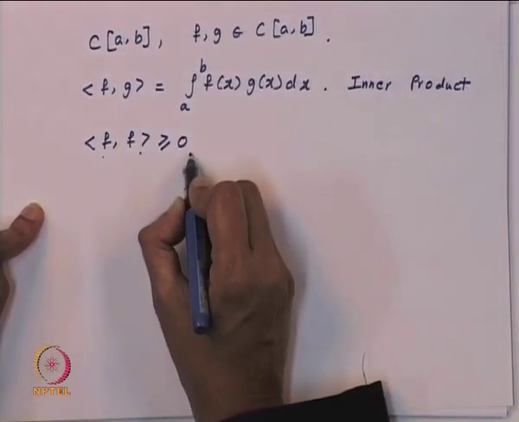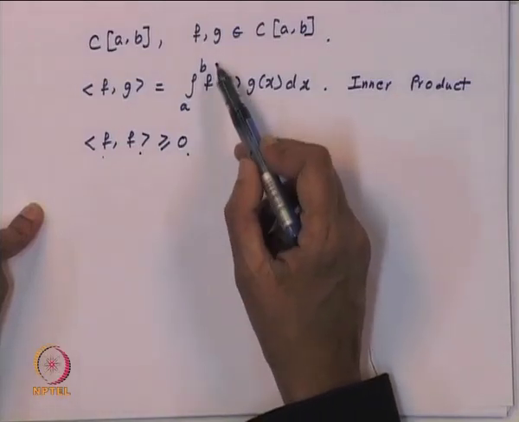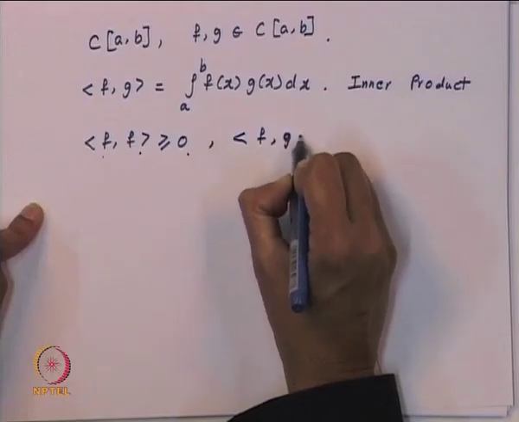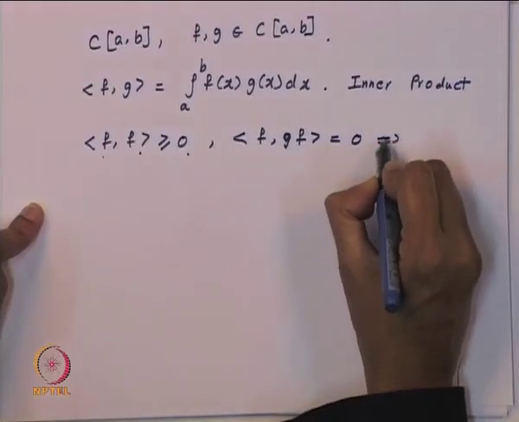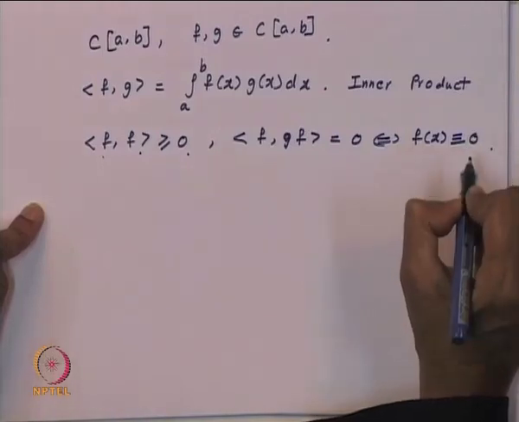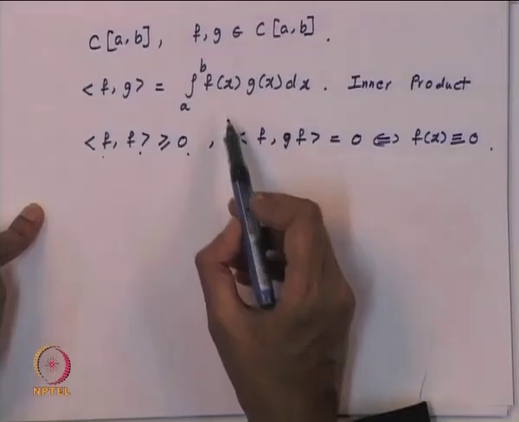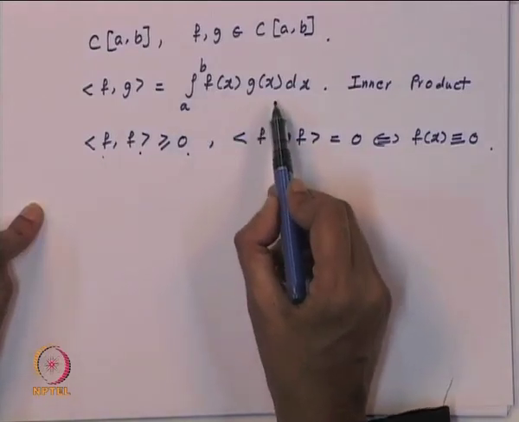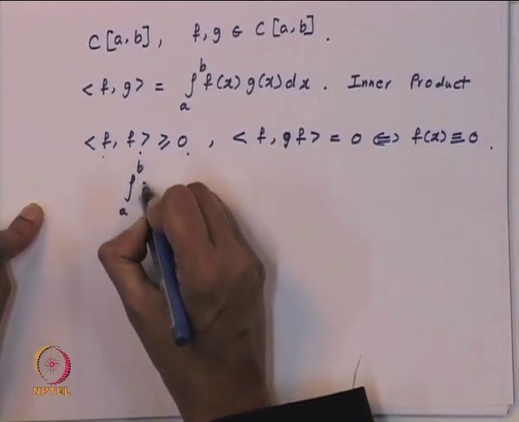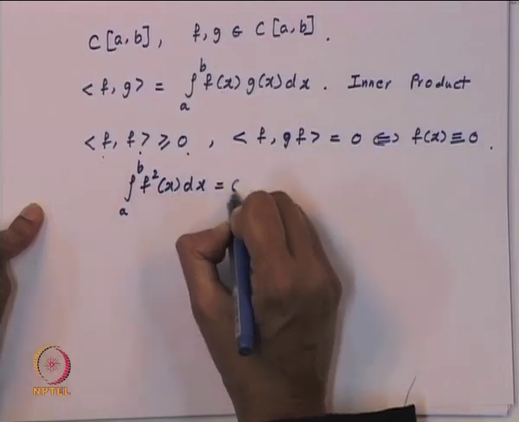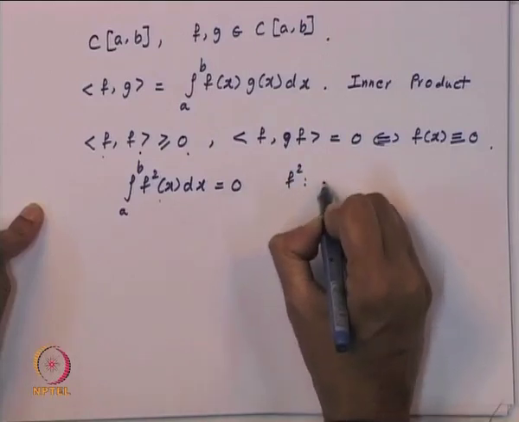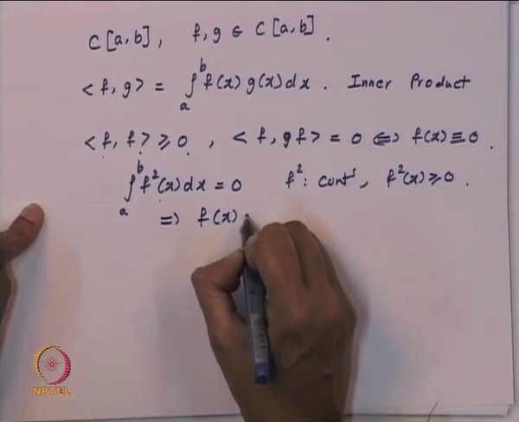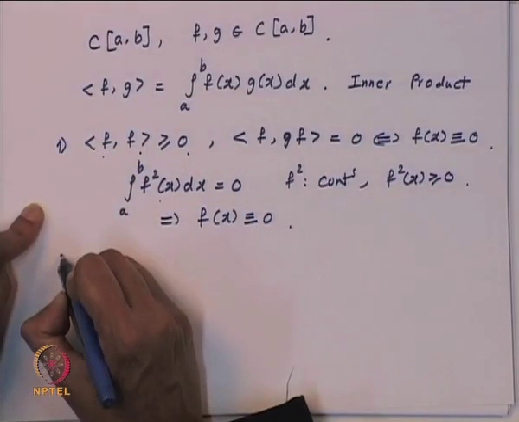The inner product of f with itself is going to be bigger than or equal to 0, because we will be looking at the integral from a to b of f square x dx, and f is a real valued function. Then f comma f is equal to 0 if and only if the function f(x) is identically 0. If the function is identically 0, then the integral of f square x dx will be 0. On the other hand, if the integral of f square x dx is 0, and f square is continuous and bigger than or equal to 0, this will imply that f(x) has to be identically 0. So, this is the first property.